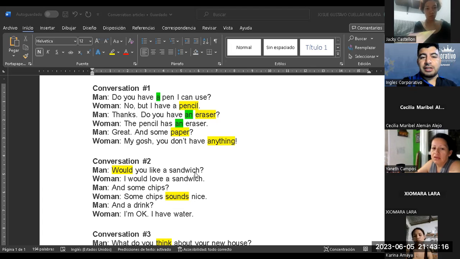Dice, ¿te gustaría un sándwich? Me encantaría un sándwich. ¿Y algo de papas? Algo de papas suena bien. ¿Y una bebida? Estoy bien, tengo agua.